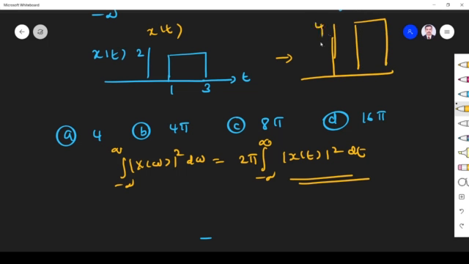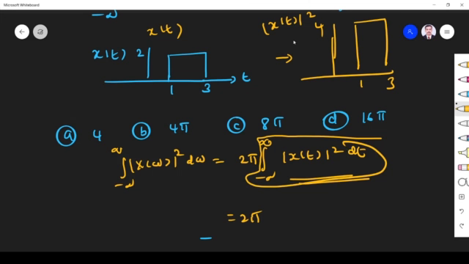This is 4 x of t squared. The amplitude is double, this one 3. So this is equal to 2 pi. What is this integration? This integration is nothing but the area of x of t squared. What is the area? It is rectangular. Width is 2, height is 4, so 8. So 8 times 2 pi, that is equal to 16 pi.